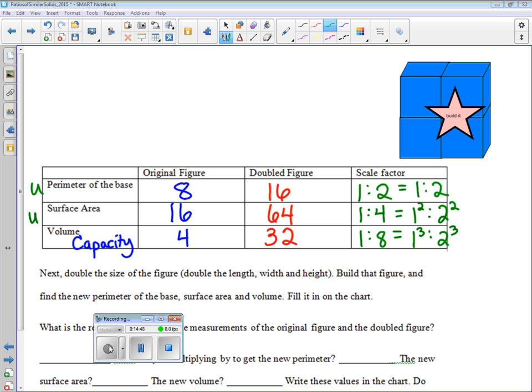The next unit, surface area, is units squared. And then volume has units cubed. That's not a coincidence that the units go from units to squared to cubed, and so do the scale factors.